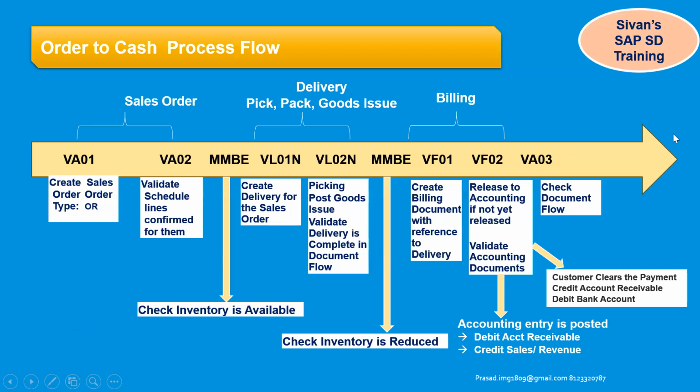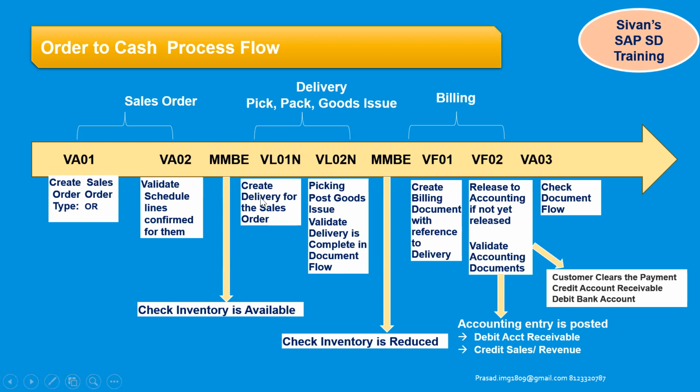So this is how the order to cash process flow works. Majority of the times you will be facing during your interviews the question: what is your client's business process? Normally any client's business process is O2C or OTC, order to cash. That means the sales order is created, followed by the subsequent documents like delivery, and then the billing document is created. Once the cash is received from the customer, that particular transaction is totally completed.